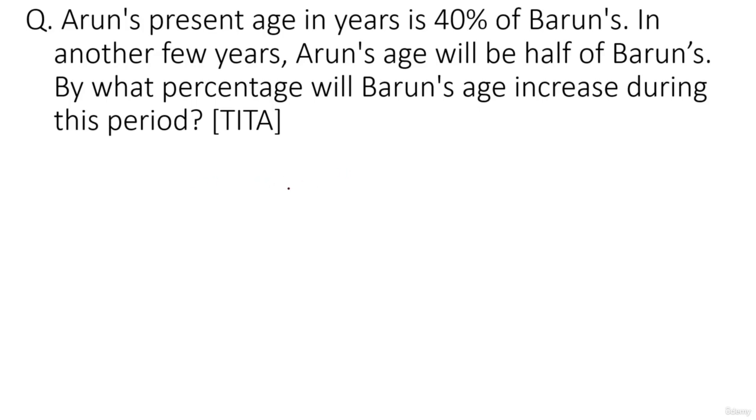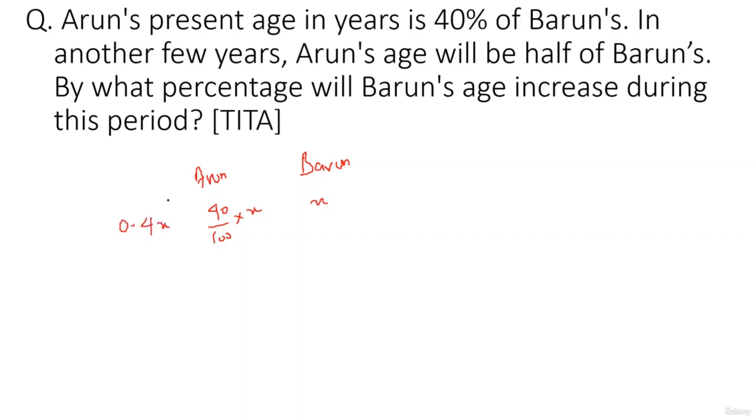You can assume Barun's age to be, let's say, x, or 100, whatever you like. So if Barun's age is x, Arun's present age is 40% of Barun's. 40% of x will be 40 upon 100 into x. So Arun's present age is nothing but 0.4x.